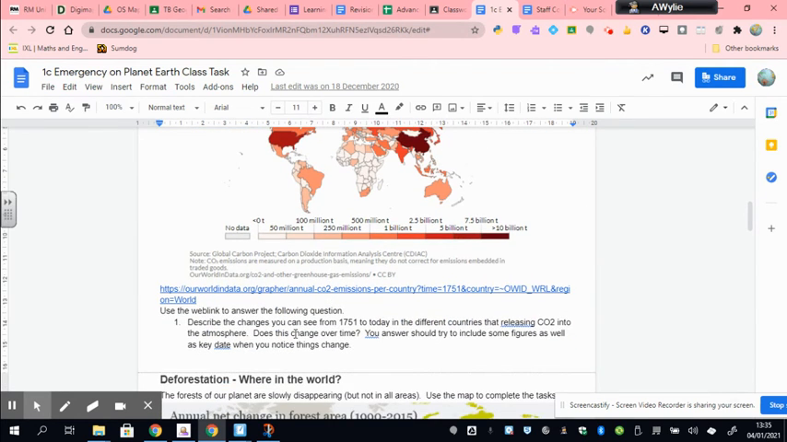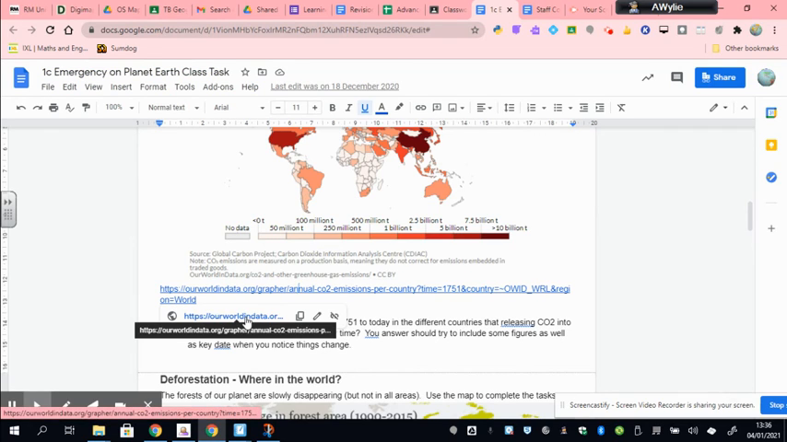We've now got a question here that says, describe the changes you can see from 1751 to today in the different countries that are releasing CO2 into the atmosphere. Does this change over time? Your answer should try to include some figures as well as key dates when you notice things change. So how do you answer this? Well, you need to click on this link.